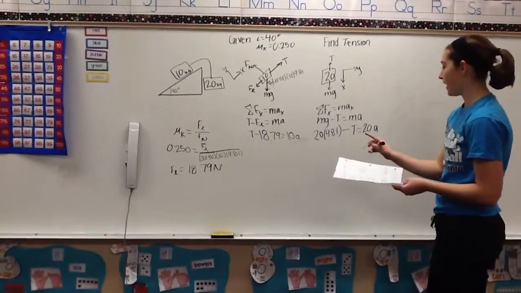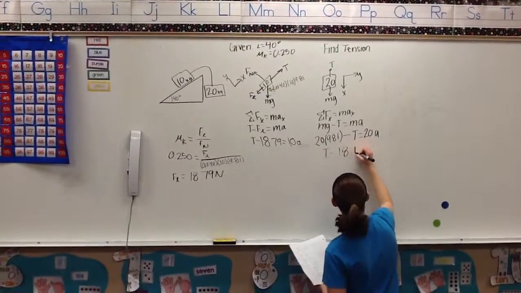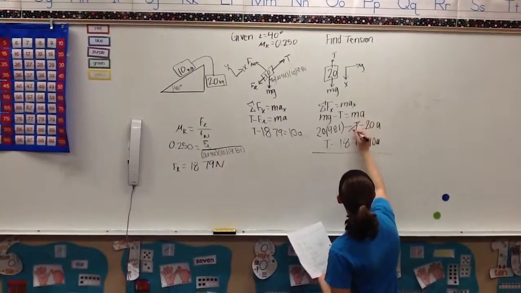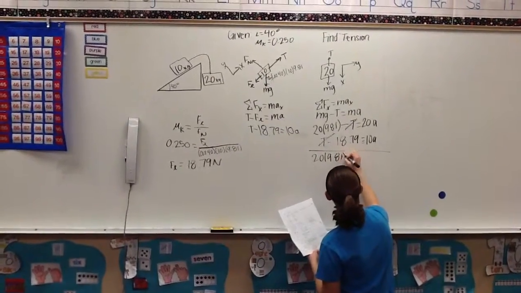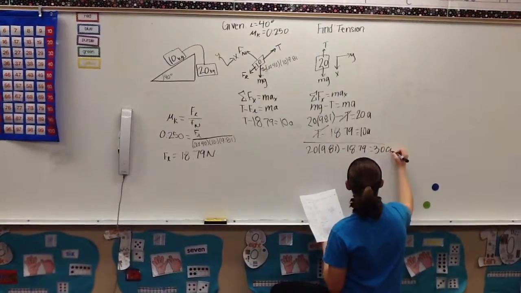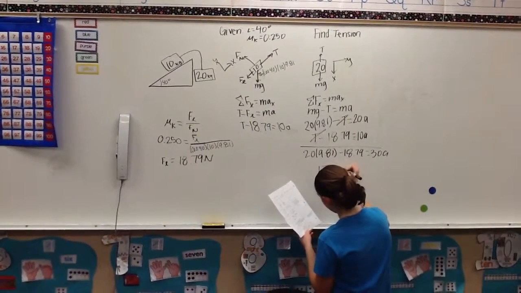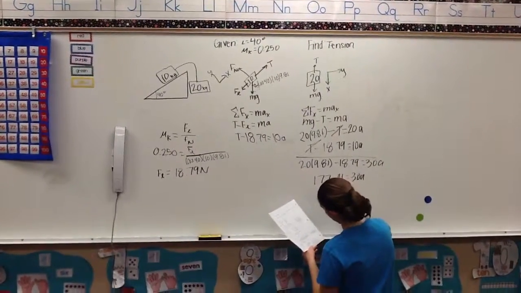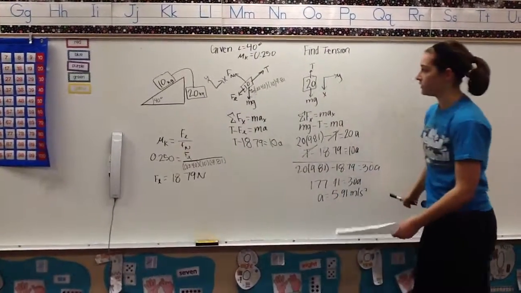And then for this one, you can add the equations. Once you add the equations, the T's cancel out. So you're left with 20 times 9.81 minus 18.79 equals 30a when you add the two. And so you get 177.41 equals 30a. So the acceleration ends up being 5.91 meters per second squared. So that's the acceleration of the whole system.